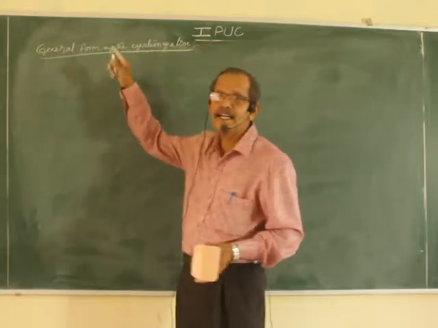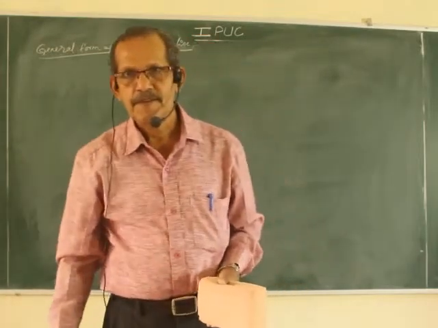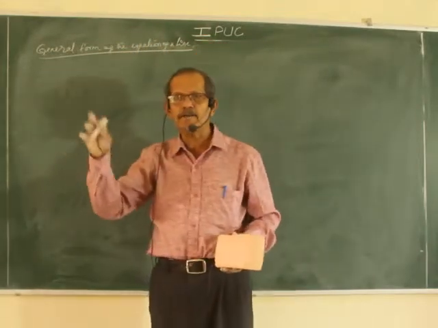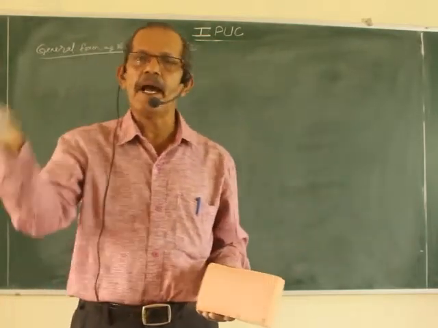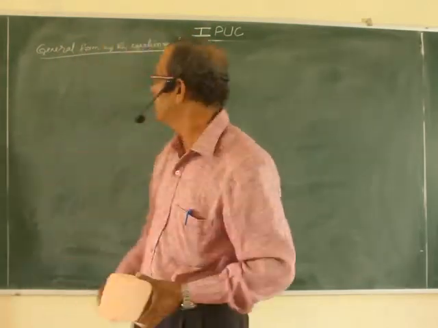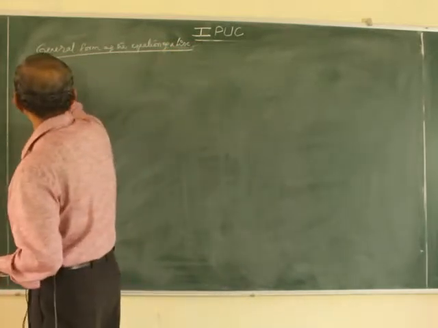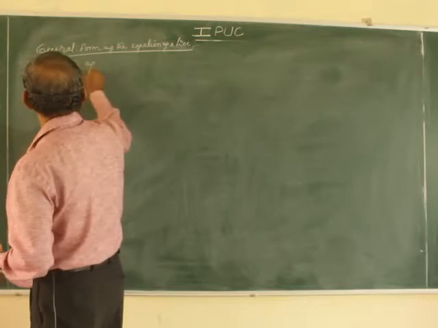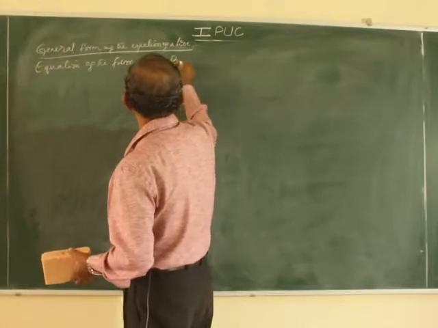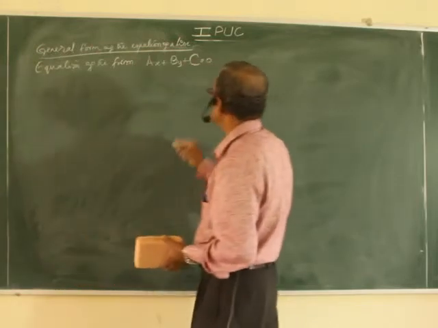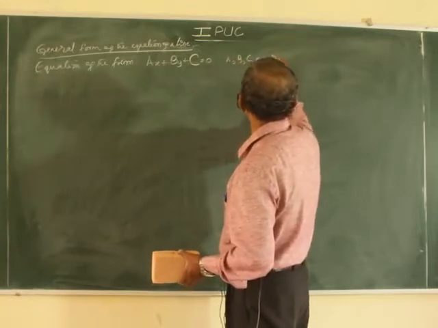So, why have I written like that? Because in order to say the general form of the equation is like that. Any equation you write with the x term, y term, constant equal to 0, it is a straight line. Equation of any straight line can be reduced to or represented by the standard form like this. So let me write the standard form. Equation of the form ax plus by plus c equal to 0, a, b, c are real numbers.